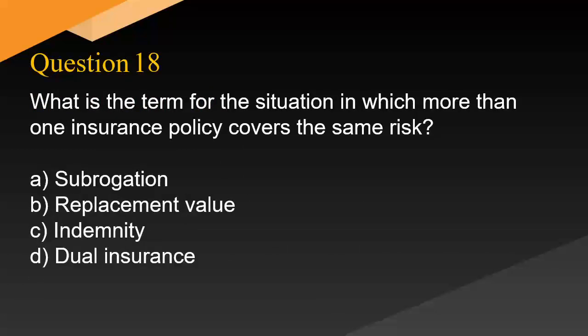What is the term for the situation in which more than one insurance policy covers the same risk? A. Subrogation. B. Replacement value. C. Indemnity. D. Dual insurance.